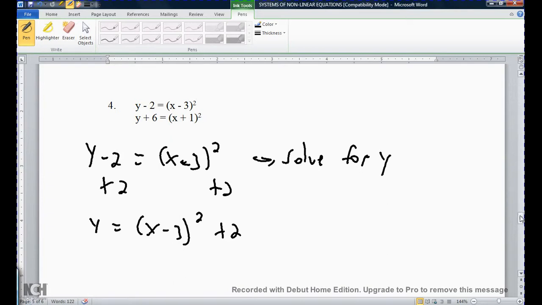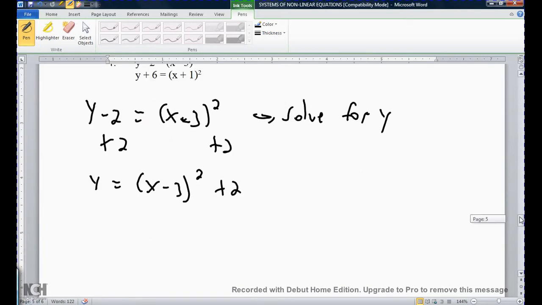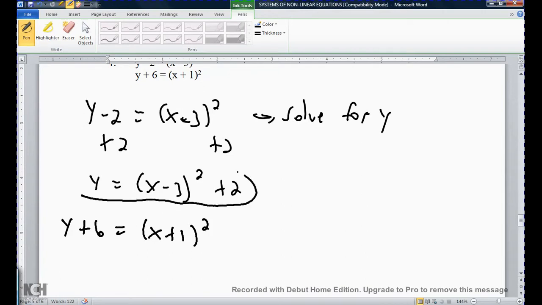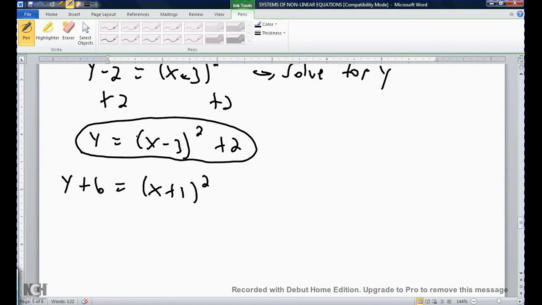And so now, I'm going to take the y plus 6 equals x plus 1 squared. And there's different approaches that you could take on this. You could actually go ahead and solve this one for y, and then set these two equal to each other if you wanted to. That's fine also. All I'm going to do is take this equation and substitute it for the y in this one.